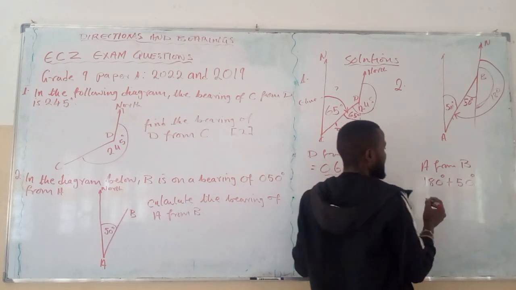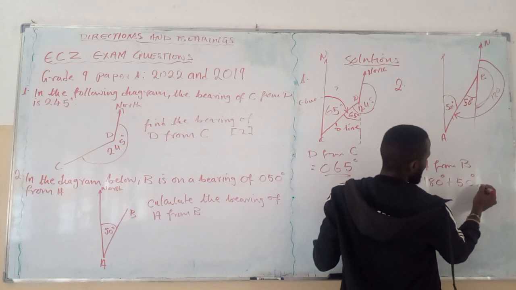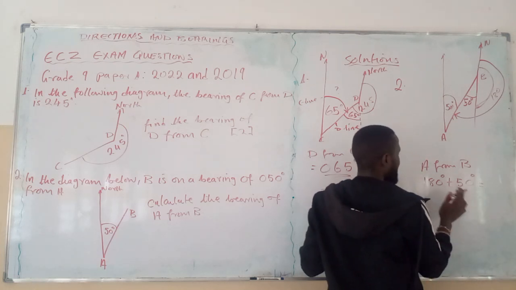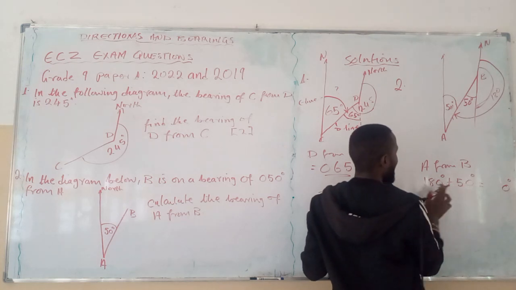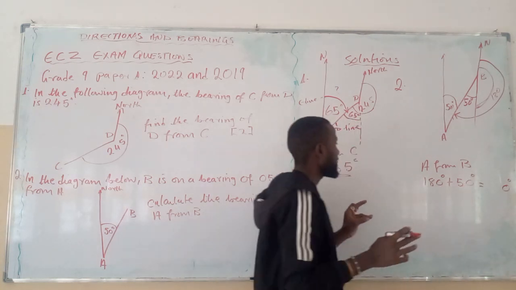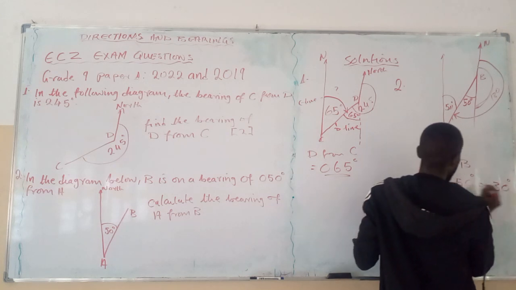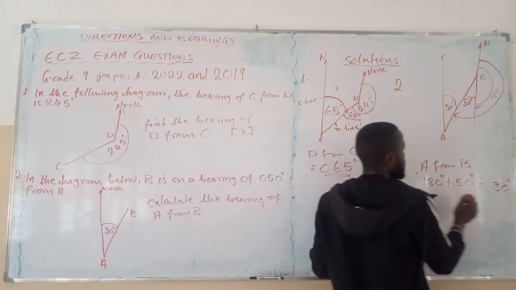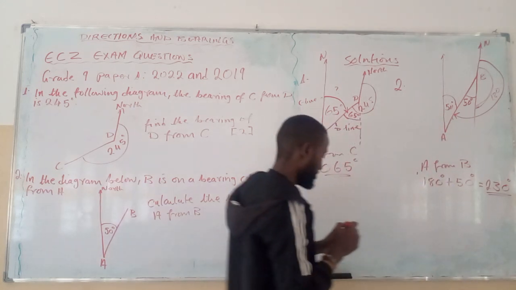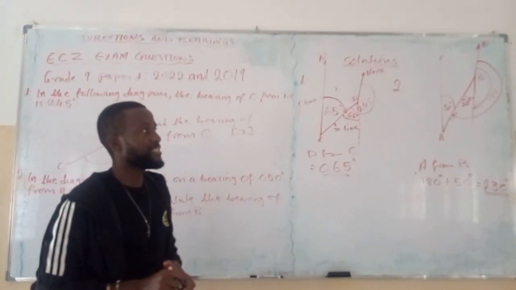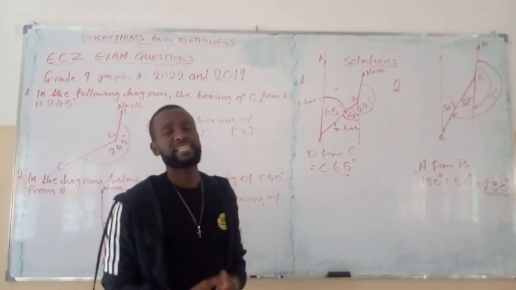What will be my final answer? My final answer will be equal to, this plus 0 we have 0 degrees. 5 plus 8, 8, 9, 10, 11, 12, 13. We have 3, remainder 1. 1 plus 2, we have 2. It is 230 degrees. Have you seen how I've done it? 230 degrees. So this is how simple bearings are.